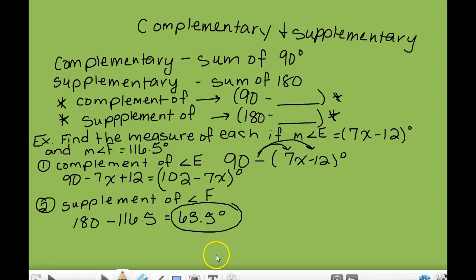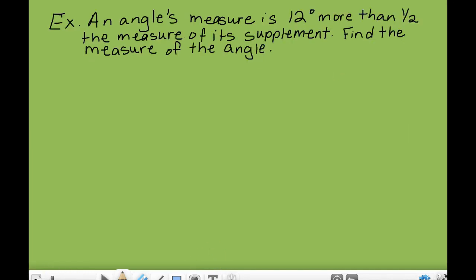Make sure y'all stop me if y'all have any questions. All right, next, same page. I want you to pause the video, write this example. An angle's measure is 12 degrees more than half the measure of its supplement. You're going to find the measure of an angle. So they're asking you to find the measure of the angle. So that is going to be your variable. You're trying to find that.